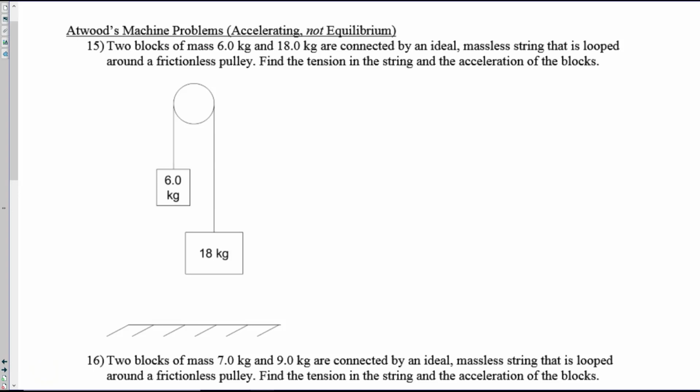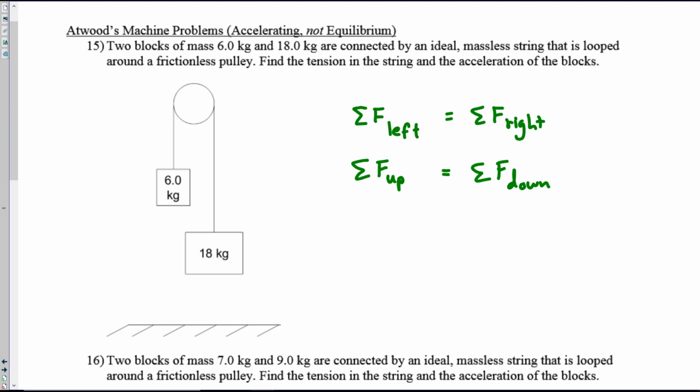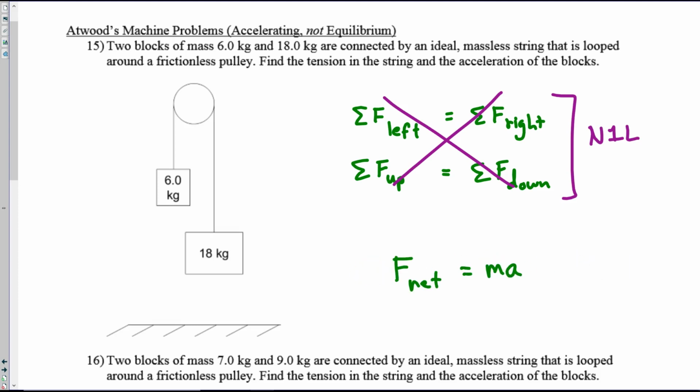We've learned that when an object is in equilibrium, the forces all balance. These are the equations we use for equilibrium, and this is described by Newton's first law. Let's turn our attention to problems where that's not true. Here's a problem where the object is accelerating. What equation do we use? Newton's second law is the one that deals with acceleration.